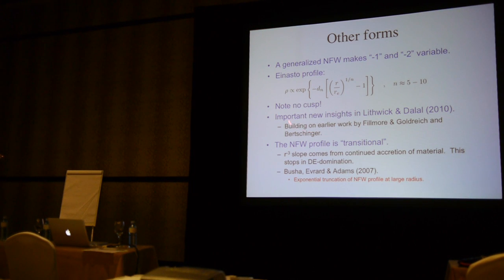But I think there's this really interesting paper by Lithwick and Dalal that came out late last year, building on earlier work by Fillmore and Goldreich and Gurzinger, that I think has made really dramatic advances in our understanding of why halos look like NFW profiles. And it's not that there hasn't been a lot written on this subject, but I think there hasn't been much actual progress, in terms of us getting ourselves confused. But this paper, I think, is actually going a long way towards telling us what the hell's going on.